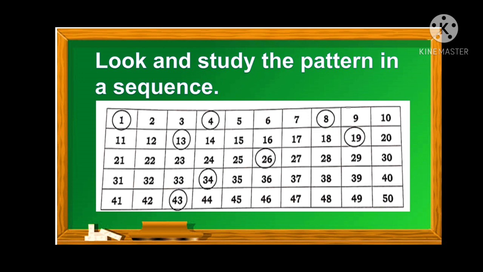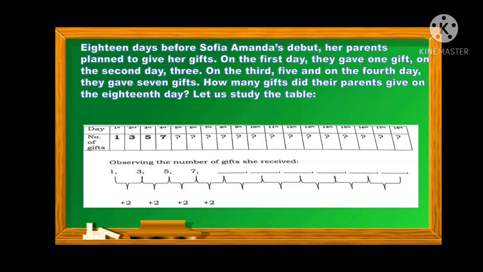Let us read another problem for you to understand well our lesson for today. 18 days before Sophia Amanda's debut, her parents planned to give her a gift. On the first day, they gave 1. On the second day, they gave 3. On the third day, 5. On the fourth day, they gave 7 gifts. What comes next, or how many gifts did her parents give on the 18th day?